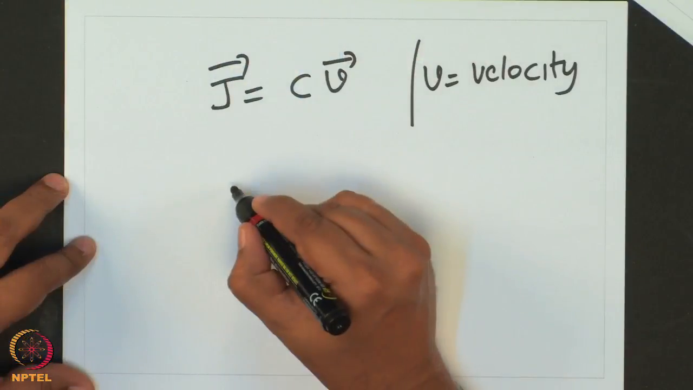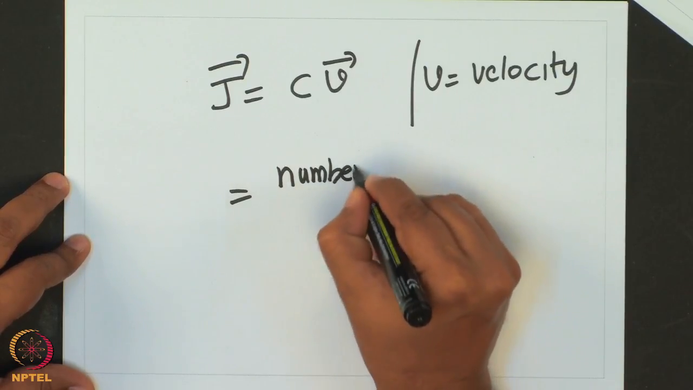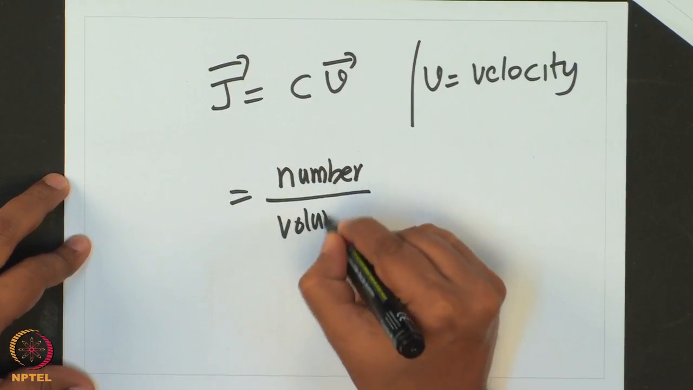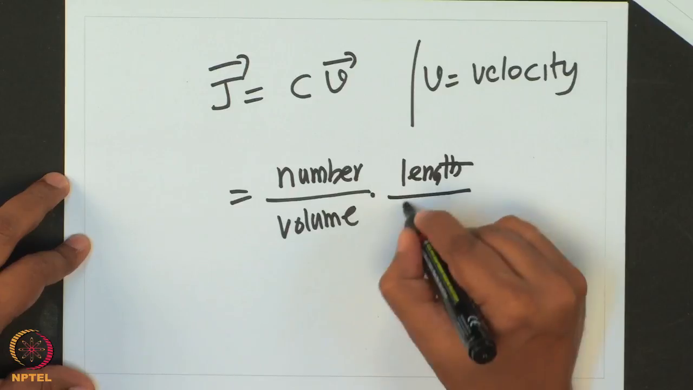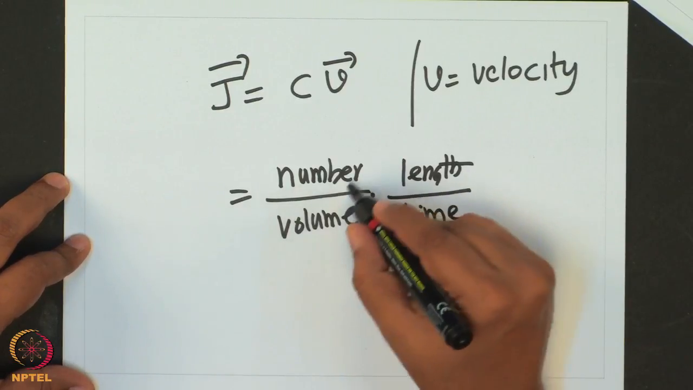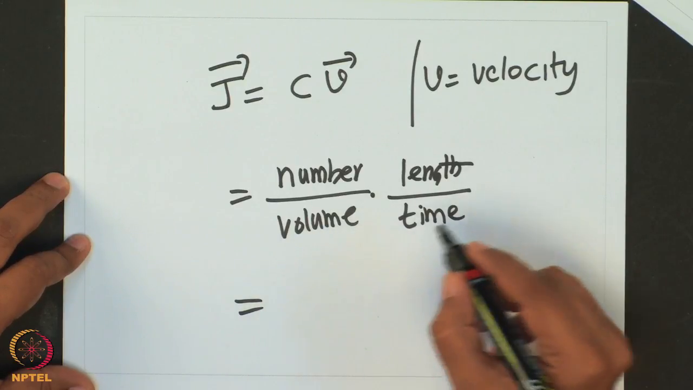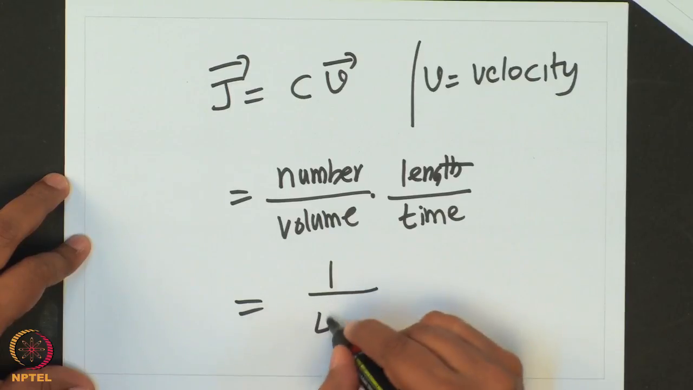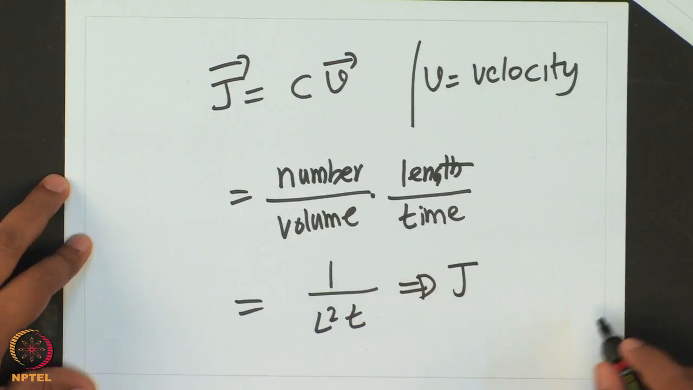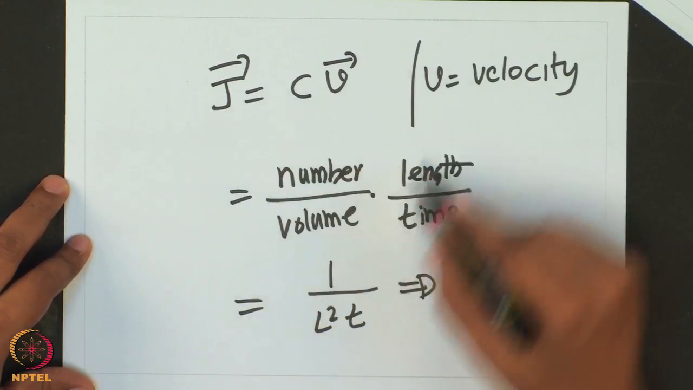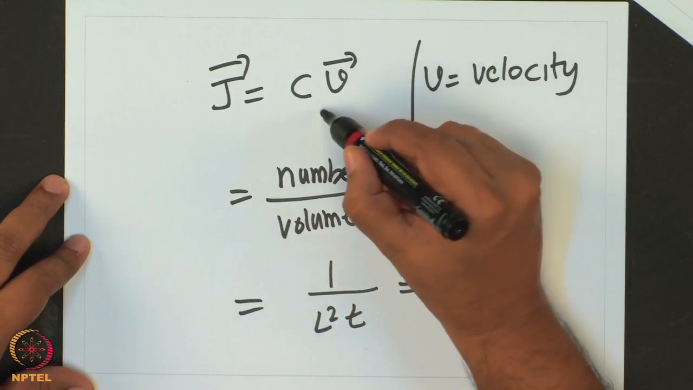Now let us look at the dimension of this. Concentration has number by volume, and velocity has length divided by time. Number is dimensionless. So this would be length and volume. Volume is length cubed. So this will give us 1 by L squared T. This is the dimension of current, of course, something that we learned. So dimensionally, this is indeed correct. Now the question is, what is this V?